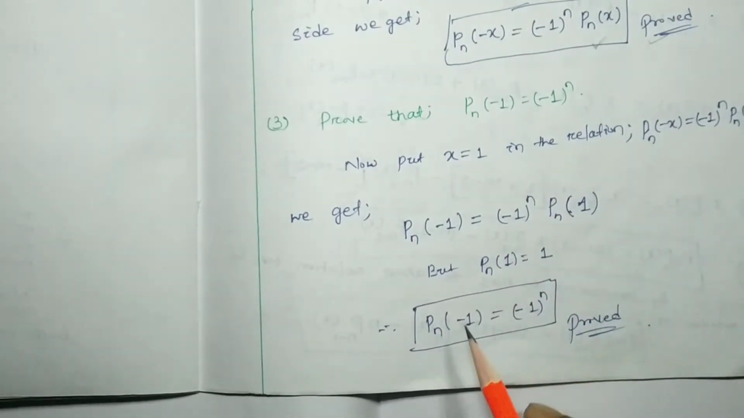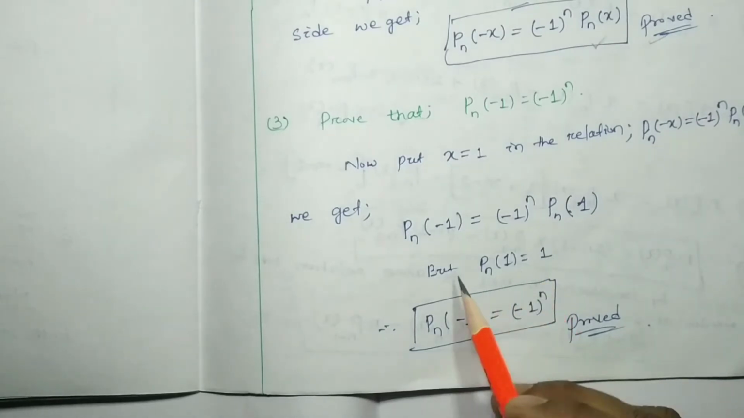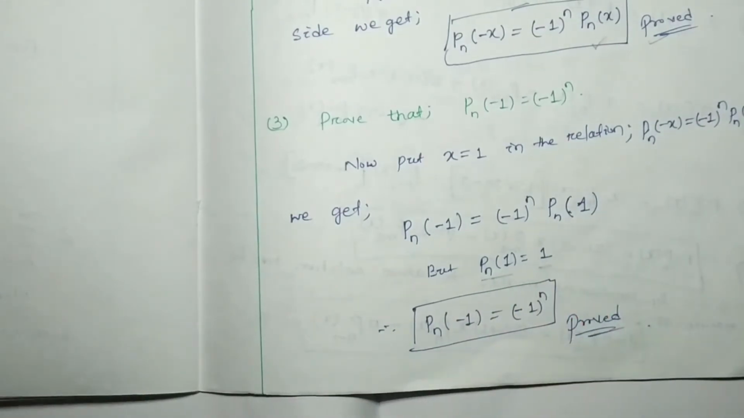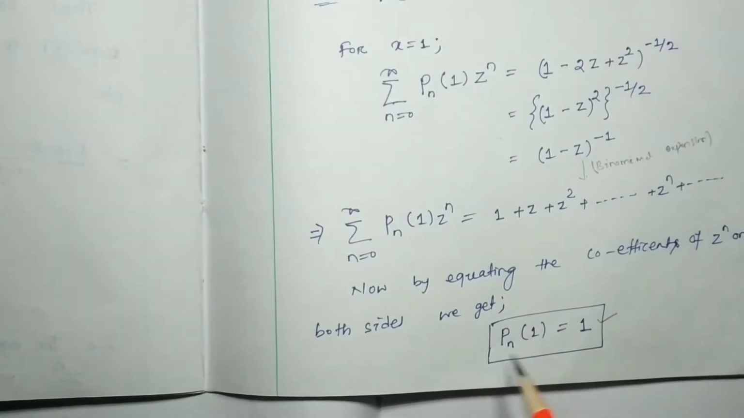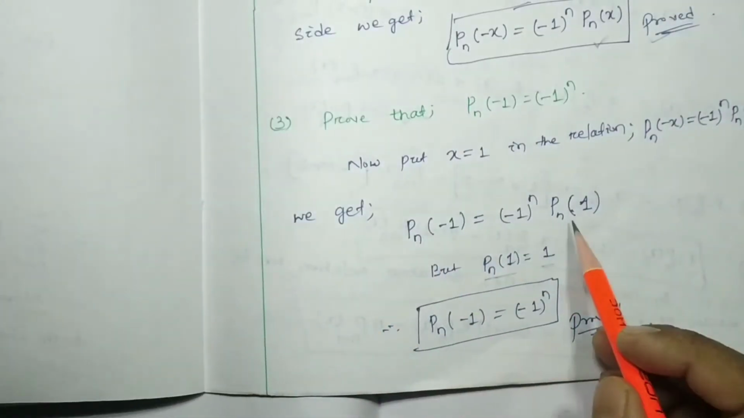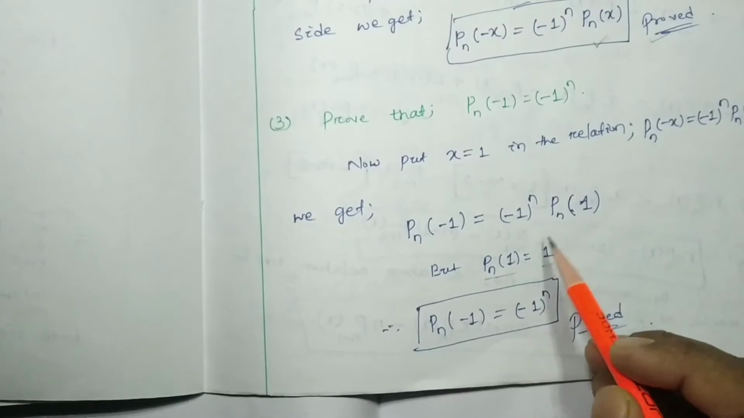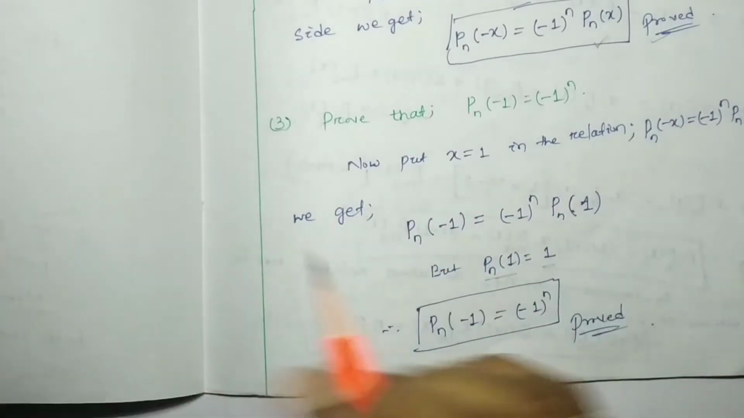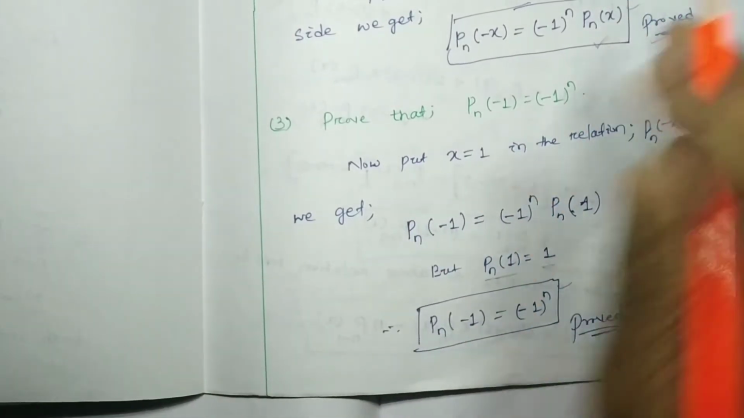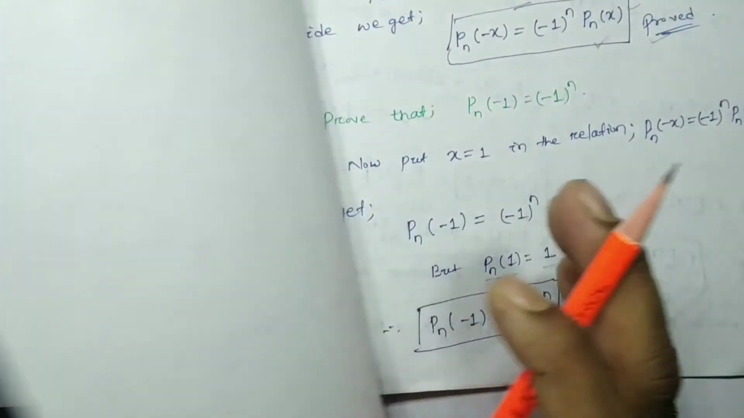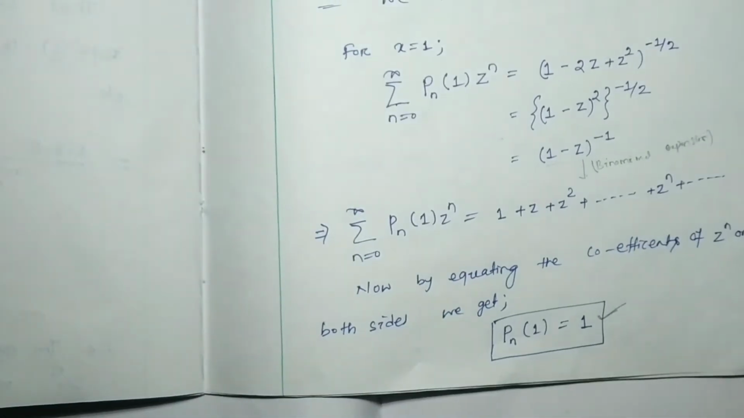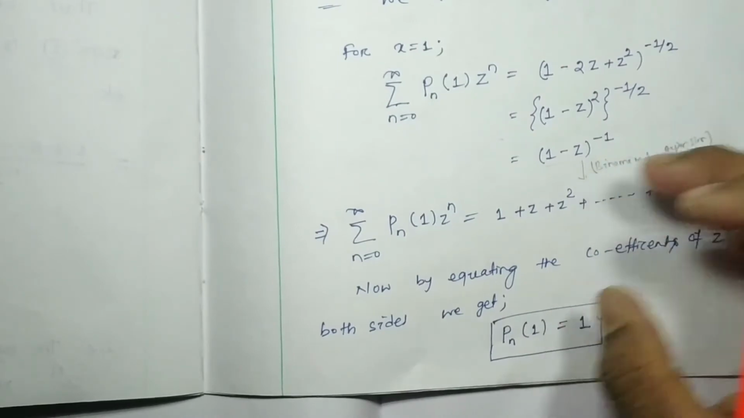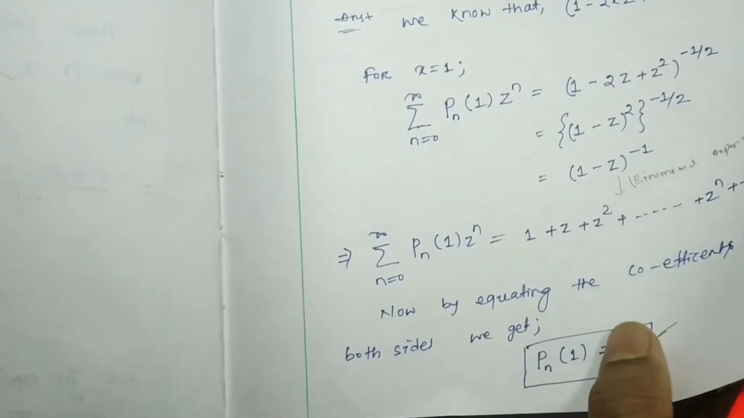So that implies Pn(1), and we know Pn(1) previously. I told you that you have to remember Pn(1) equal to 1. So you can put Pn(1) equal to 1. Hence we found Pn(minus 1) will be equal to minus 1 to the n. Hence it is proved. So these are simple relations that you have to remember. They will be required to work the problems, and also these relations may be asked as a question in your exam. So be careful about this.